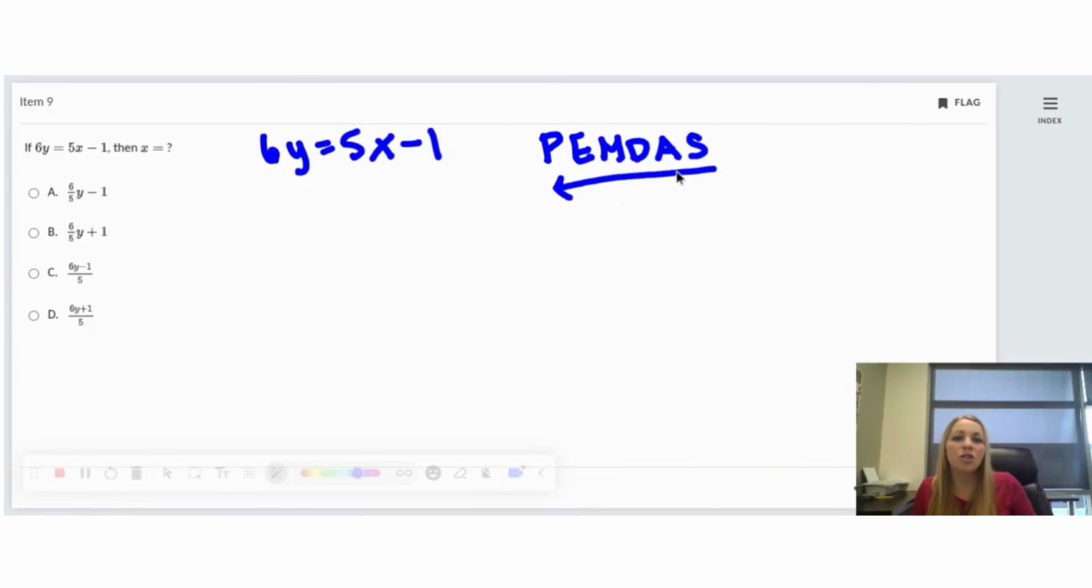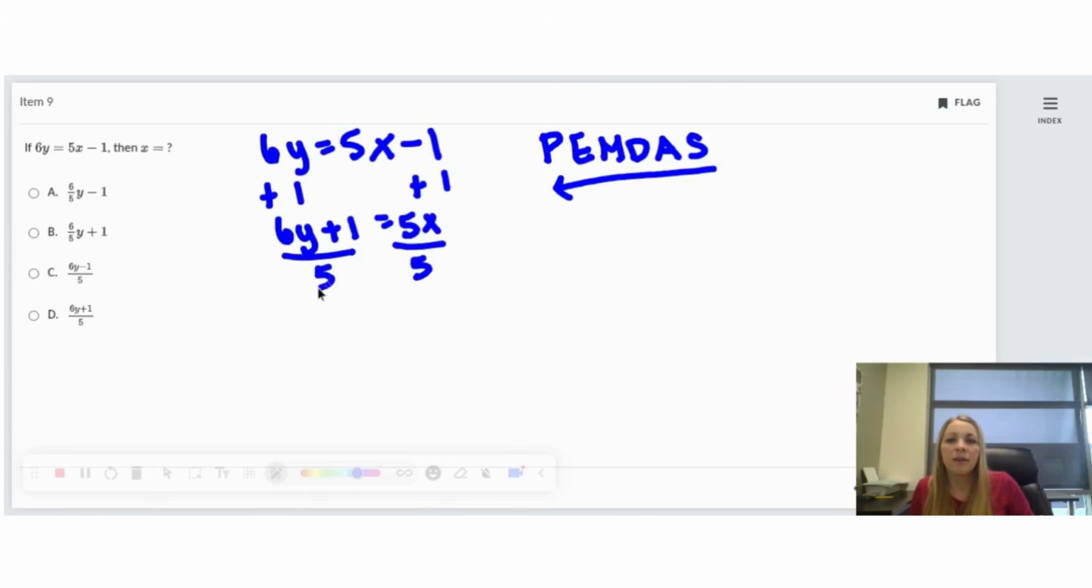I look for any addition or subtraction. There's a subtraction of 1, so I'm going to add 1 to both sides to get it over to the other side. 6y plus 1 equals 5x. What undoes this multiplication? That's my last step, division of 5. I look to my answer choices. I see that this one matches answer choice D.